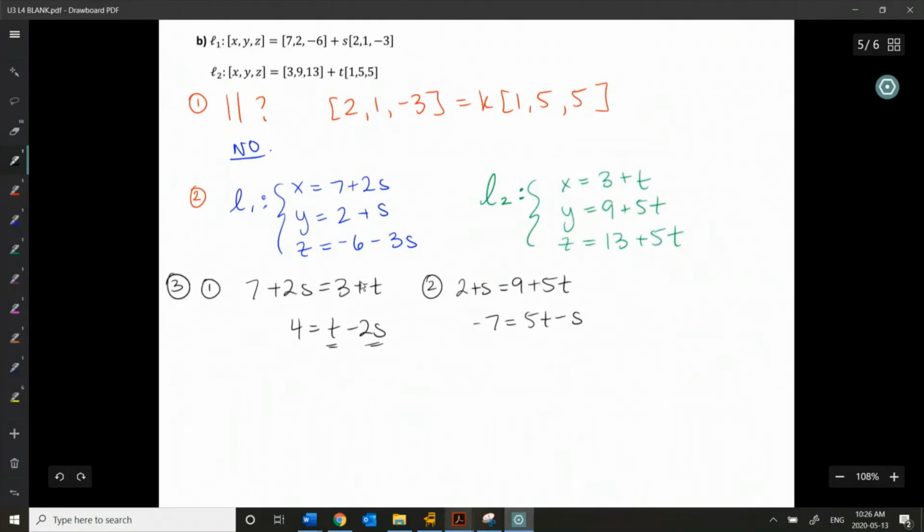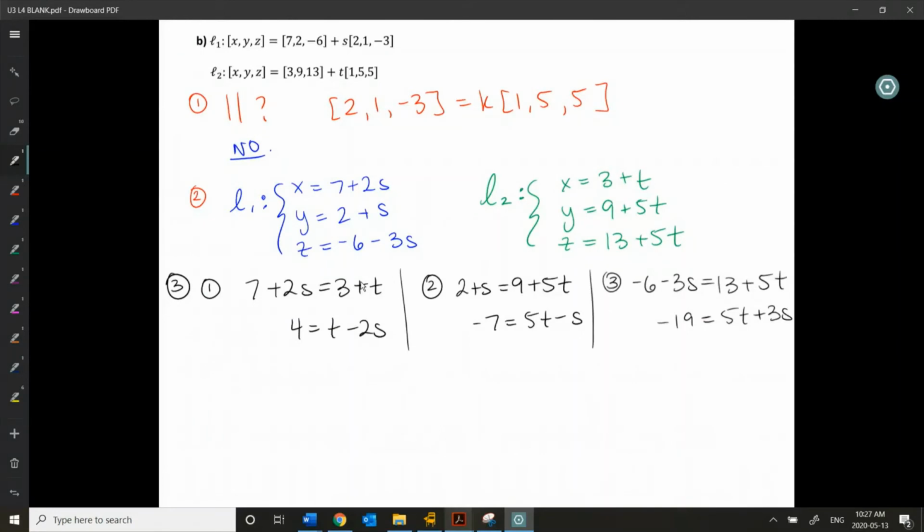Notice that I'm keeping the t's first and the s's second as well, just so that once I go to do elimination, I can actually line these up. Not super important, but just helpful. Okay, and then the last one. So we'll bring this guy over. And same thing with the s. Okay, so there's our 3 equations.